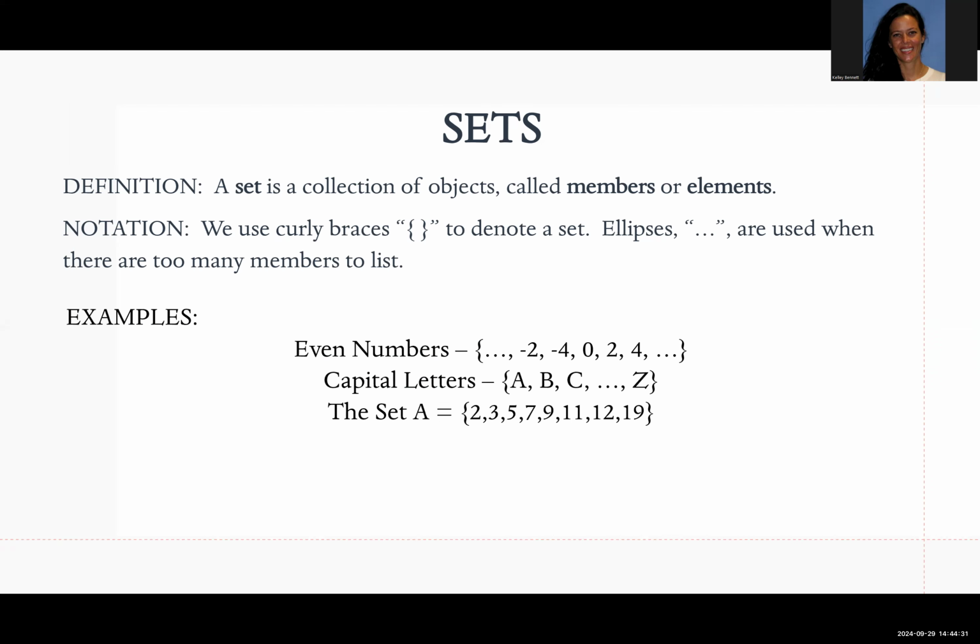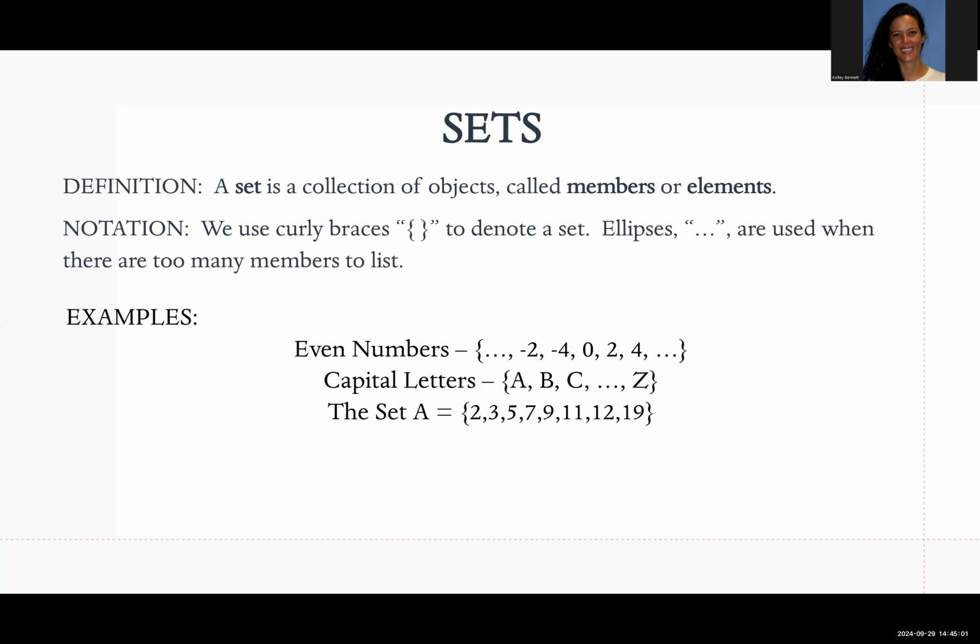Consider all the even numbers. Now, you couldn't possibly list them all because they go from negative infinity to positive infinity, but you can write the dot, dot, dot at the beginning, and then -2, -4, 0, 2, 4. And so there you're establishing a pattern, right? So we would know that the next number is 6, then 8, 10, 12, etc. And since that goes on forever, we'll also write dot, dot, dot at the end. And of course, this is in curly braces.